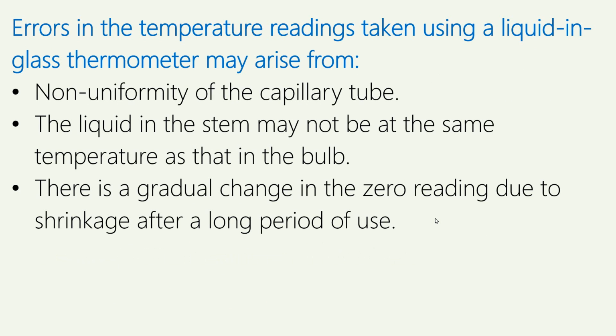Number three, there is a gradual change in the zero reading due to the shrinkage after a long period of time. Now, after a long period of time, you realize that the stem, or basically the whole thermometer, will shrink. So the zero reading will have to shift its position. So this is an error that we will have.